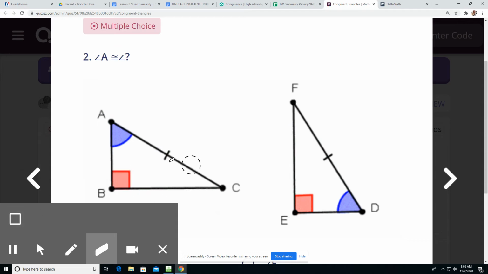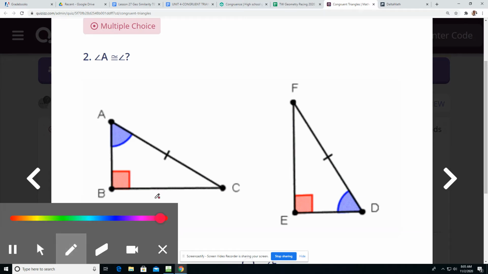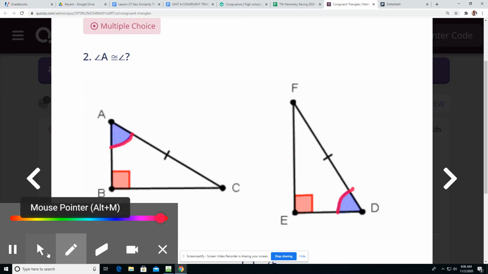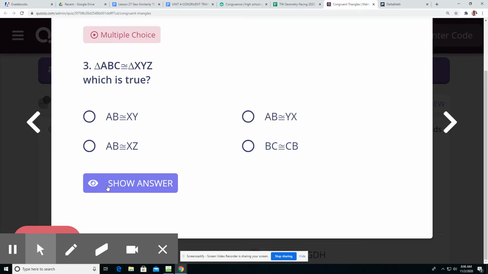All right, let's take a look at this one. This one says angle A is the same as what? All right, well, angle A has 1 dash right here. So which one has 1 dash over here? That one has 1 dash. That's all there is. So angle A is the same as angle D. All right, which is true here?